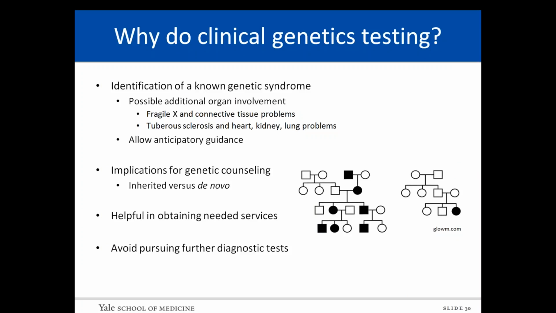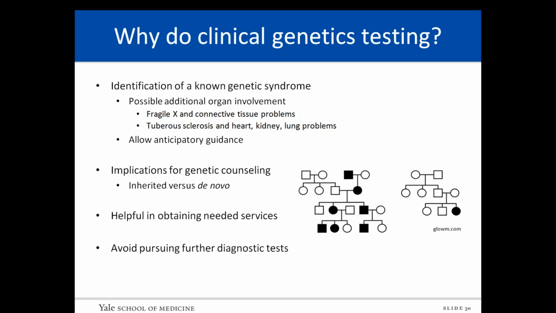And the reason this is so important is because there is often additional organ involvement. So for example, in individuals affected by Fragile X, there's often connective tissue problems. In tuberous sclerosis, there can be problems with other organs such as the heart, the kidney, and the lung. So identifying such a syndrome can allow for anticipatory guidance and treatment. There are important implications for genetic counseling.